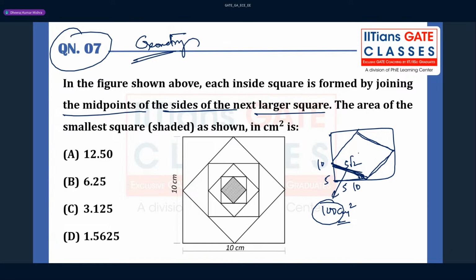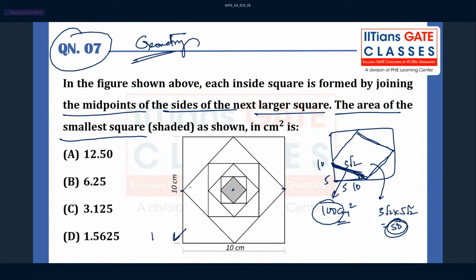So the area of this is nothing but, since this is again a square, what they are asking is the area of the smallest square. If you try to find the area of this after joining these midpoints, you will get 5 root 2 into 5 root 2, which is nothing but 50. So what is the scaling factor by which your area is getting reduced? That is nothing but half, right? So your area is going to be half.